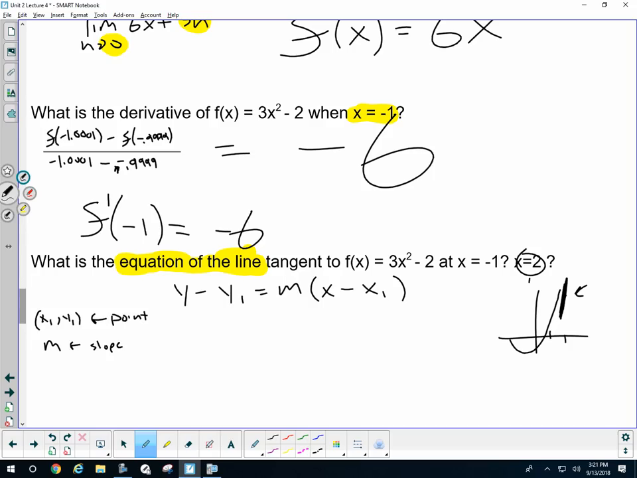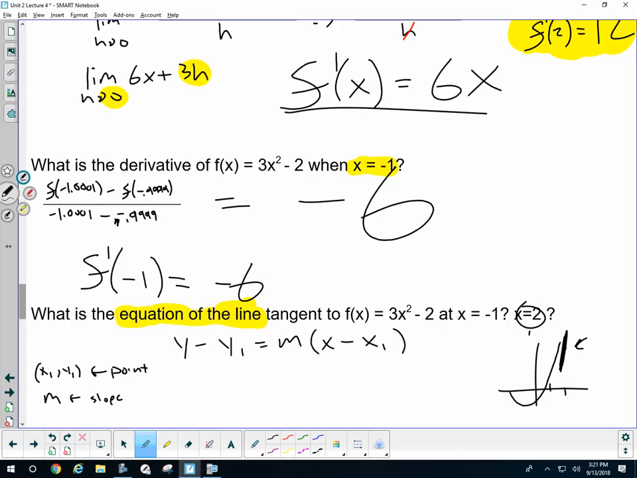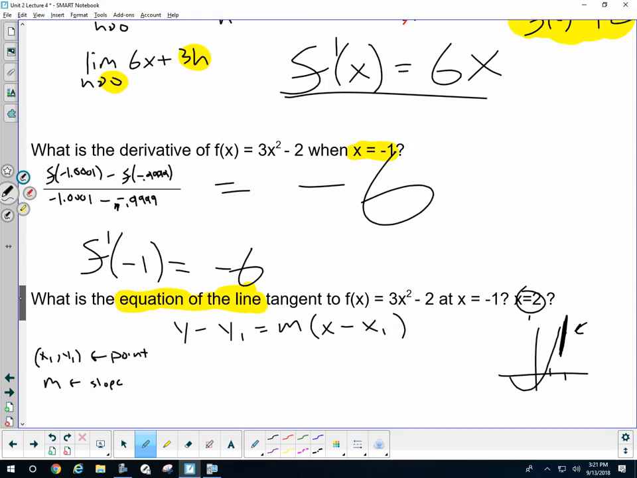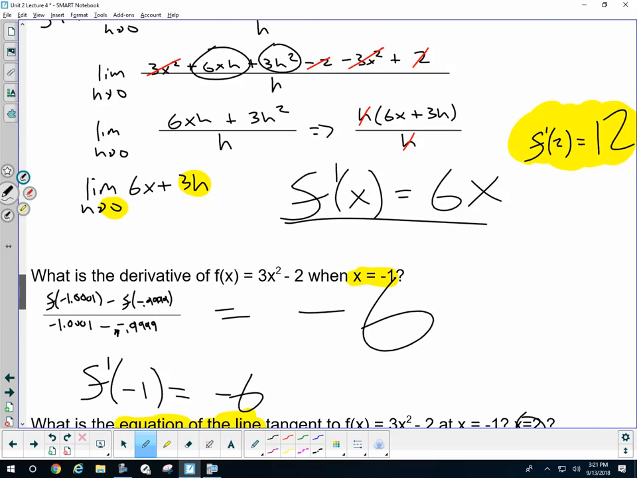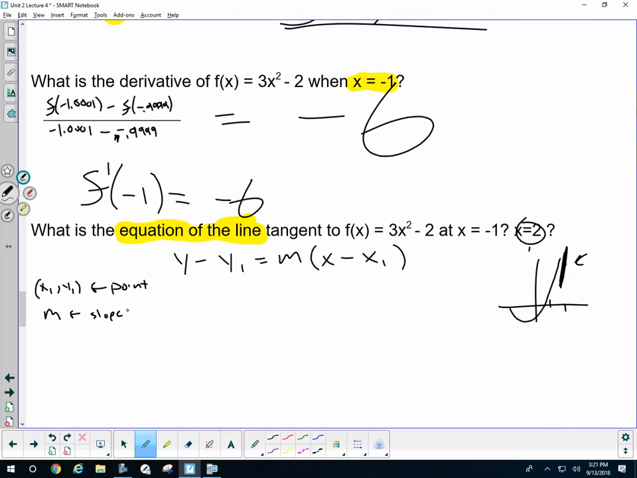All right, how do we find that it was 12? Well, I used my calculator, but then I found the friendly function, the tangent slope generating function, f prime, which is 6x. I plugged in 2, and I got 12. So the slope in this case was 12. Where did that come from? f prime of 2, which is 6 times 2. Where do we get a point from? Discuss that with your neighbors.